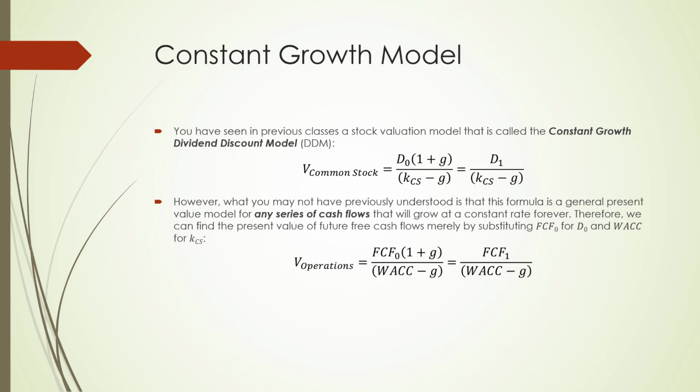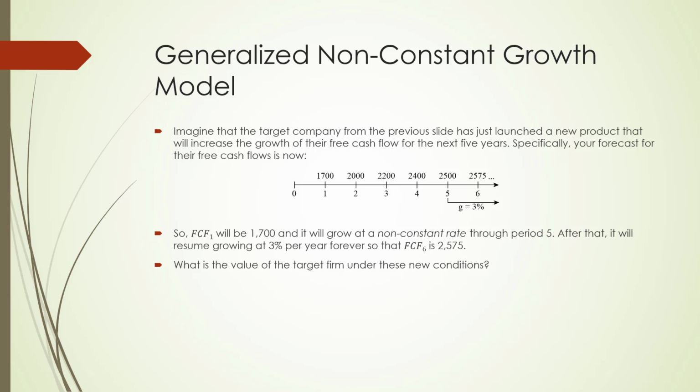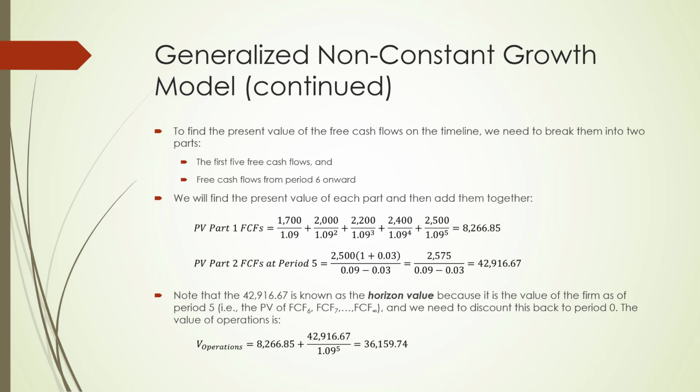Okay. In this case, we have constant growth beginning at the end of year 5. So free cash flow 1 in this case is really free cash flow 6. And if we plug that into this equation, that's going to give us the value of operations at period 5. Now, that value of free cash flows at period 5 is what we call the horizon value of the firm. The reason that we call it the horizon value is because that's the value at some future point in time. In other words, out there on the horizon, the value of the firm would be whatever, and we're about to see what that would be.